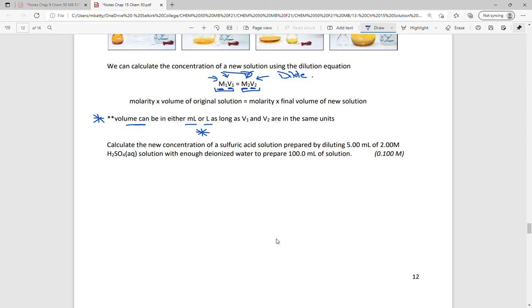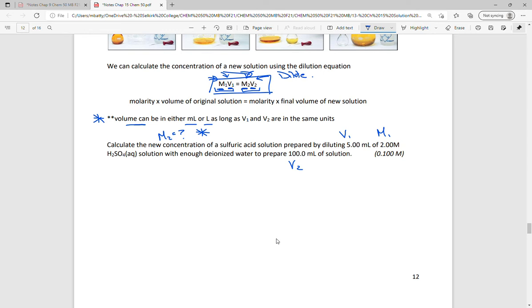So here we have our first example. Calculate the new concentration. Anytime you see stock solution or original concentration, it's probably one of these that uses this equation. Calculate the new concentration, so that would be an M2, of a sulfuric acid solution prepared by diluting 5 mL of this concentration. So that is an initial volume and an initial concentration, with enough deionized water to make this as my secondary volume.